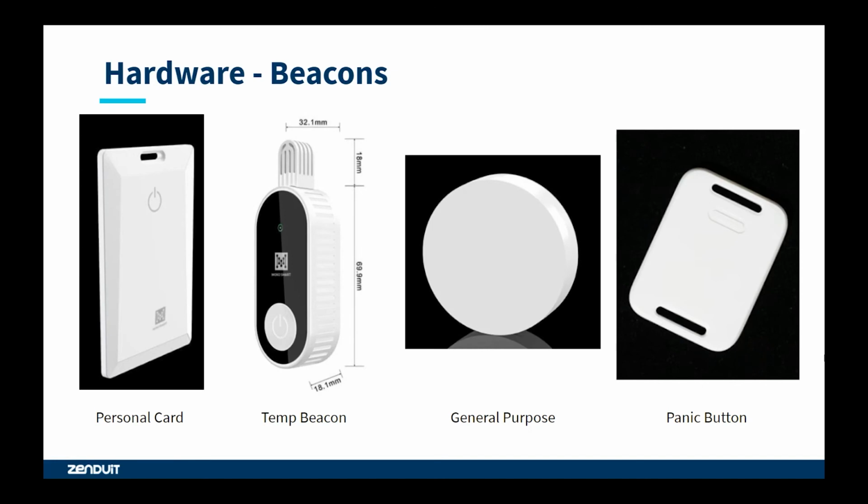The next one is a temperature and humidity beacon. This gets put onto the wall, and then it will measure temperature and humidity. Again, you can define what your limits are for that, and you can change your units as well.